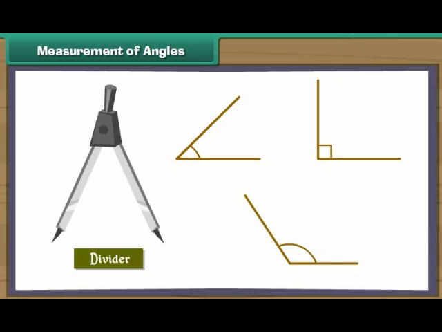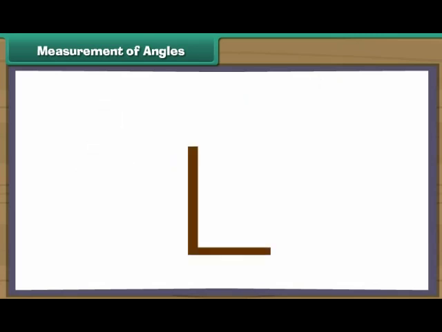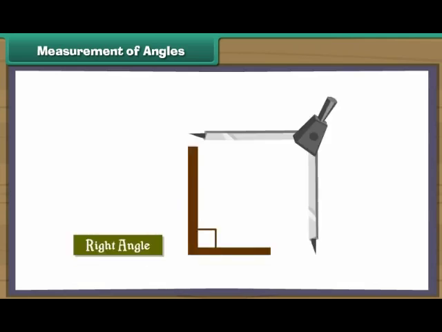We can use it to measure angles. Let us see how. Write letter L of the English alphabet. Place the divider on L and adjust it to coincide with L. Lift the divider up. The angle formed by it is a right angle.